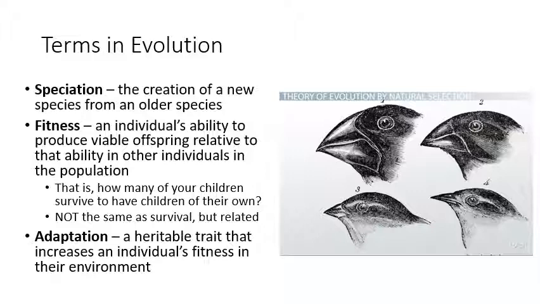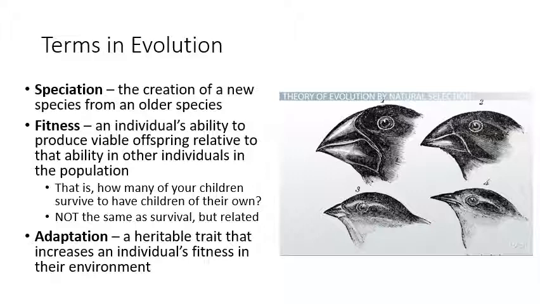Then we have fitness. Fitness is specifically an individual's ability to produce viable offspring compared to the same ability of other individuals in the population. So that means not just how good are you at surviving, how good are you at finding food, that also means how good are you at finding a mate, how good are you at having children, and even how good are you at raising your children. So, in order for you to be fit, to have a really high fitness in evolutionary terms, you have to have a lot of children, and not only that, your children need to have children of their own.